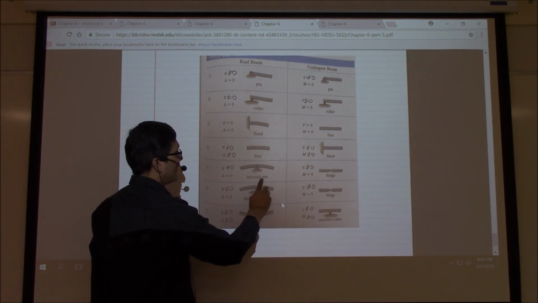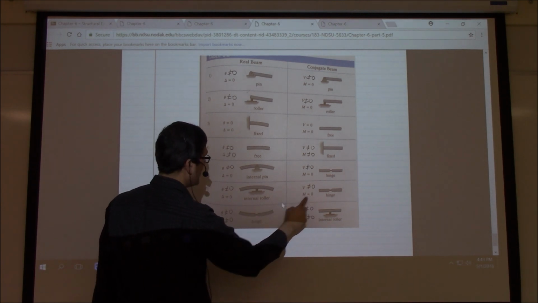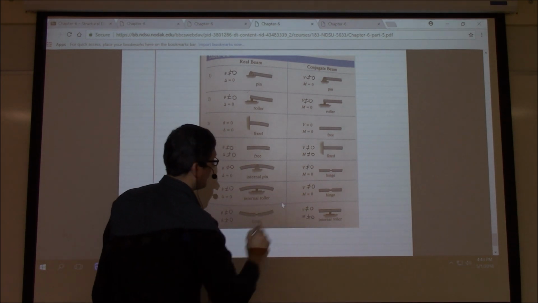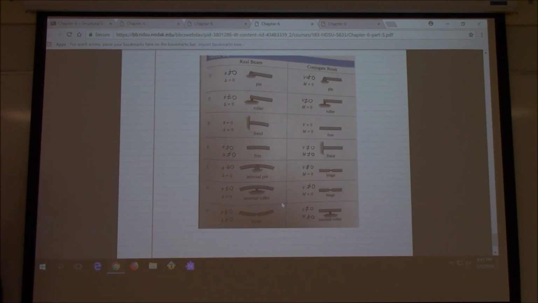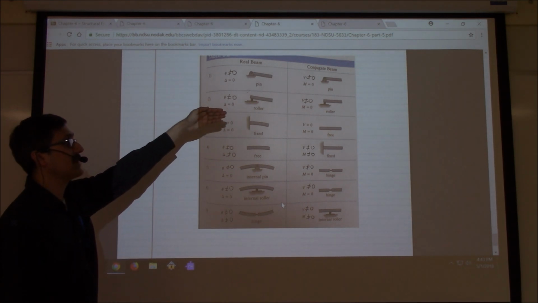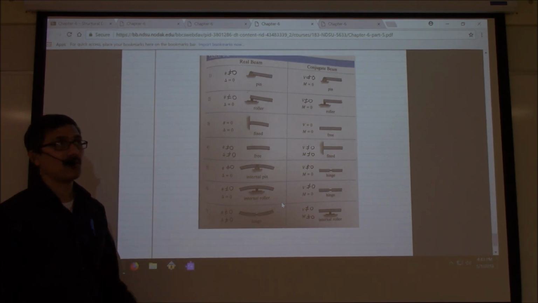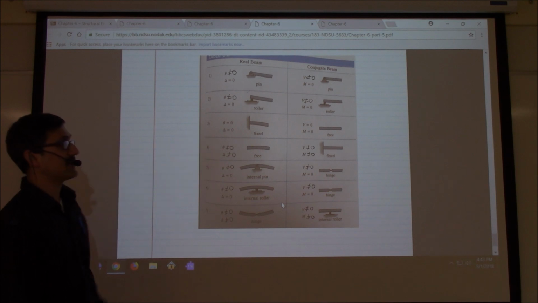An internal pin will transform into a hinge. An internal roller will transform into a hinge. And a hinge will transform into an internal roller. You need not memorize the real beam and the conjugate beam supports. I'll give this diagram in the final exam, so don't worry, but just simply try to understand the concept.